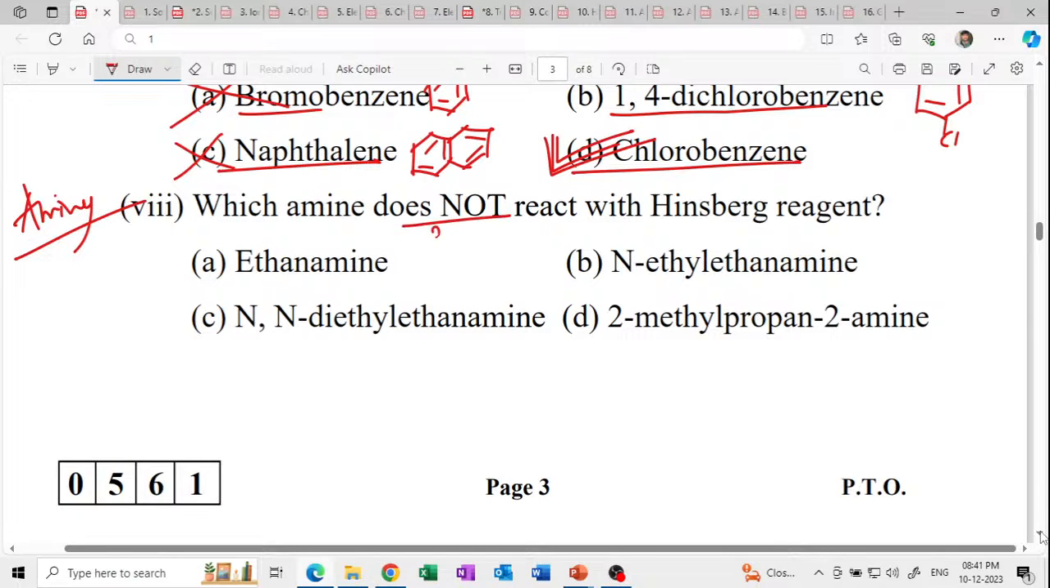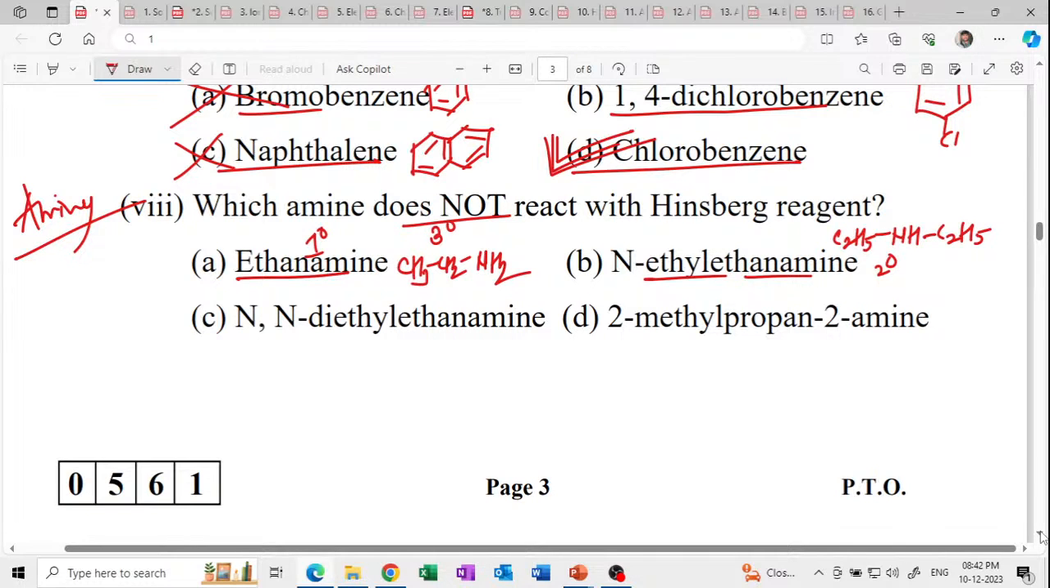Ethanamine: what is the structure of ethanamine? Ethanamine has the structure CH3CH2NH2, so it is a primary amine. N-ethyl ethanamine: this is C2H5NH and again C2H5, so this is a secondary amine. Secondary amine reacts with the Hinsberg reagent. Tertiary amine does not react with Hinsberg reagent because there is an absence of hydrogen.